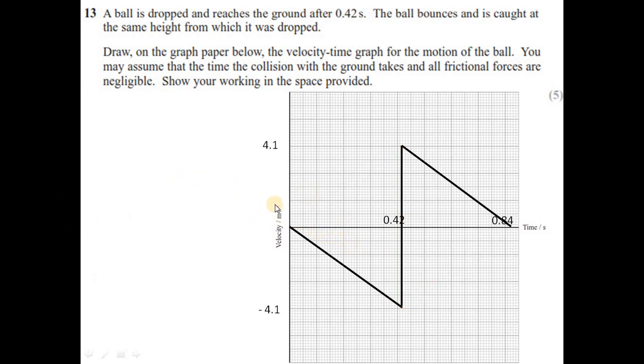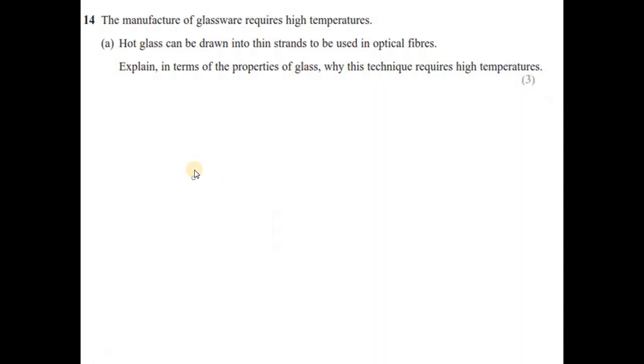I hope you understood. Okay, let's see question number 14. The manufacture of a glassware requires high temperature. Hot glass can be drawn into thin strands to be used in optical fibers. Explain in terms of properties of the glass why this technique requires a high temperature. Okay, it's properties of the glass, and it's all about the glass.